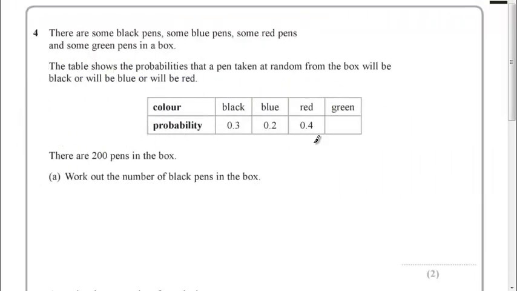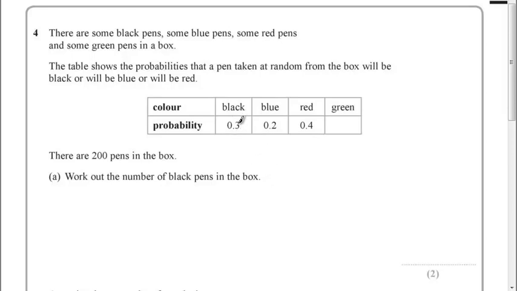Now we've got question 4. Got some black pens, blue pens, red pens and green pens in a box, and it's a probability question. Got to work out this sort of thing. There's 200 pens in the box. We're first asked, work out the number of black pens in the box.